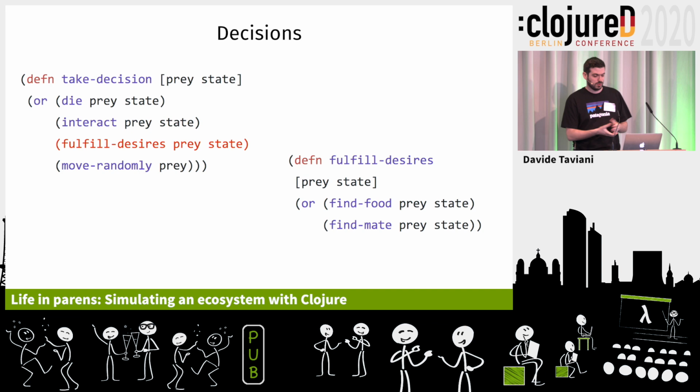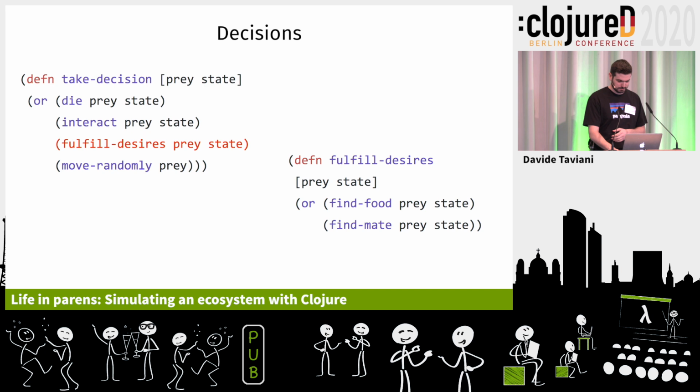And I generalize a little bit the find food example to fulfilling desires. And in this case, they are going to potentially find food or find a mate. This is just a simple example, and again, we use an OR statement to show these two alternatives. And in this case, if they're both hungry and they want to reproduce, they will always look for food. But it might be good to let them have the choice on what they prefer to do. So actually, in the code of my simulation, I implemented a sort of vector of priorities, so they will have a preference on what they want to do.